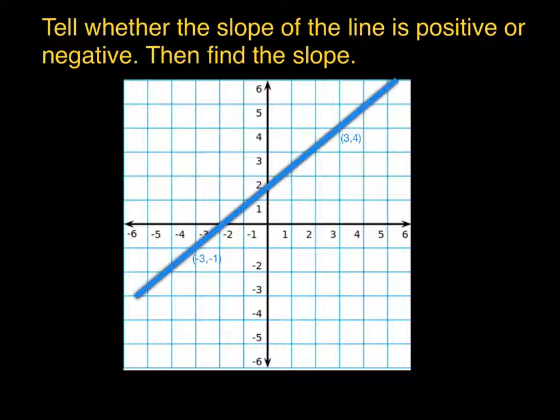So here's an example of something that we just covered. Tell whether the slope of the line is either positive or negative. Only thing you have to do is look at your line that's graphed, and you just have to determine whether that line from left to right is going up or going down. This particular line is going up from left to right. So to answer this, we would say that it is positive.